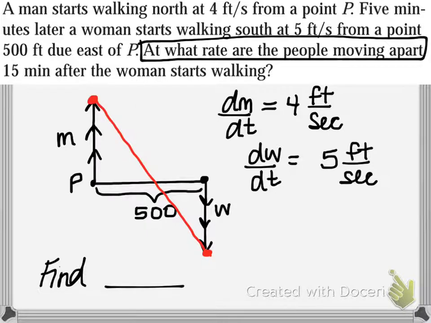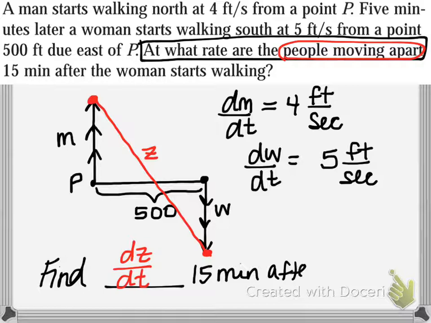That length is also changing, so I would use another variable here. You can use any variable you want. How about maybe z? So the distance between the man and the woman at any given time would be z, so the rate at which the people are moving apart would be labeled dz over dt. So we want to find dz/dt 15 minutes after the woman begins walking.